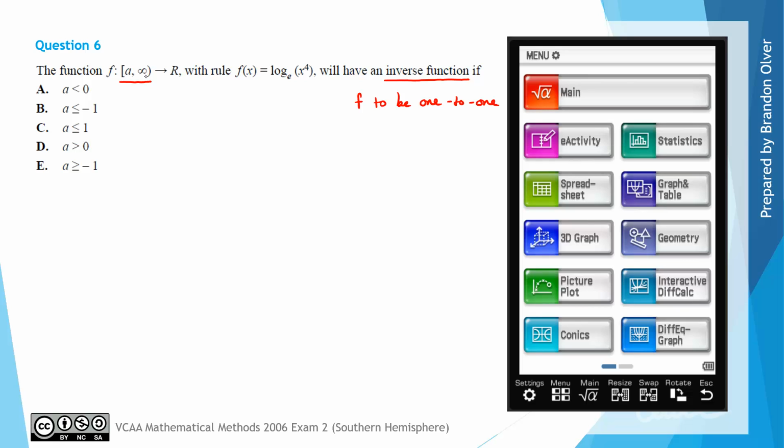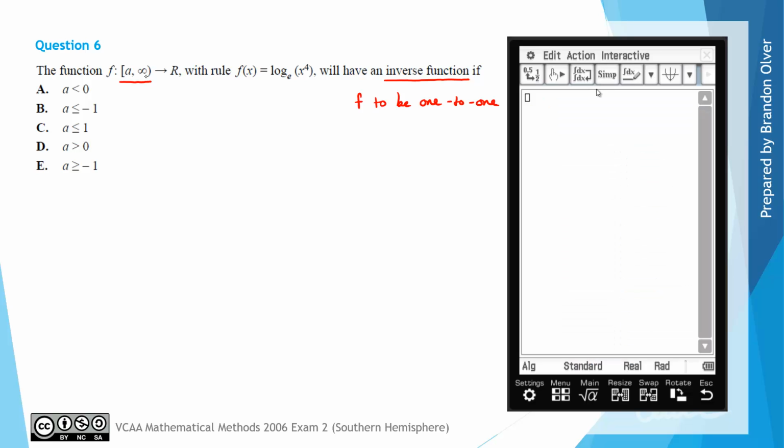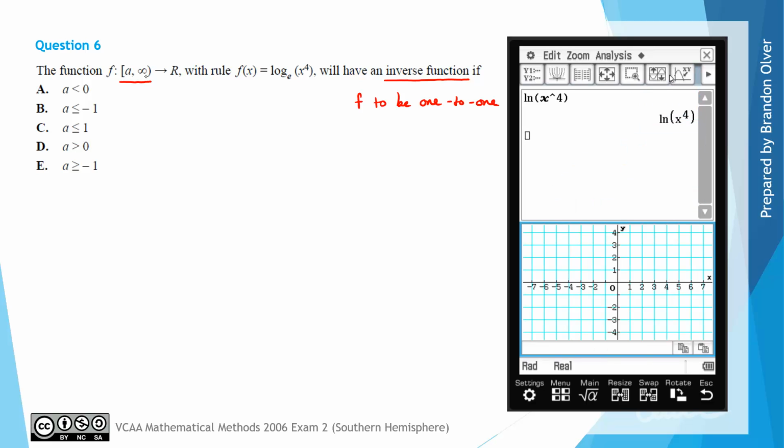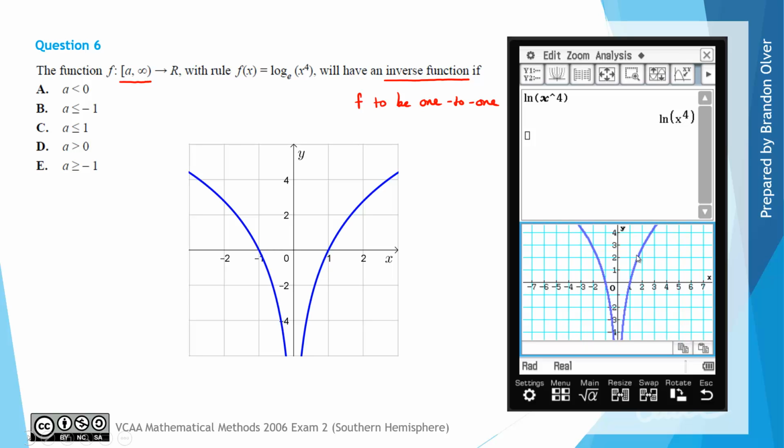On the CAS calculator, go into the main menu. Next, we want to type out the rule for f of x. Pressing keyboard to bring up the soft keyboard, we can go into Math 1 and then click ln to get log e. And then we want x to the power of 4 inside. We want to sketch this graph. Hitting the graph icon, we can now drag that down and it will sketch log e of x to the power of 4. From the CAS calculator, we got a graph that looks something like this for the graph of f of x.